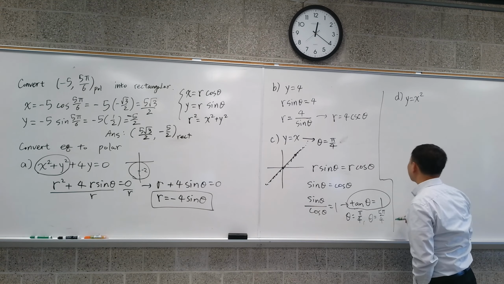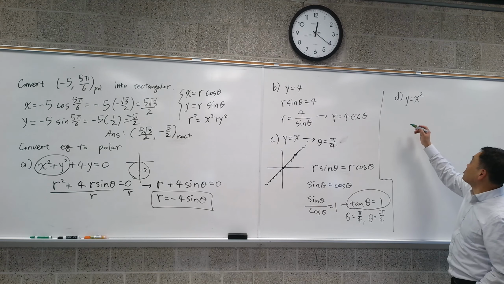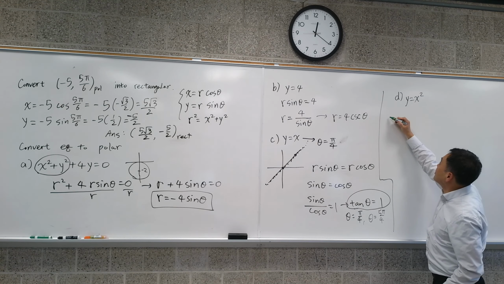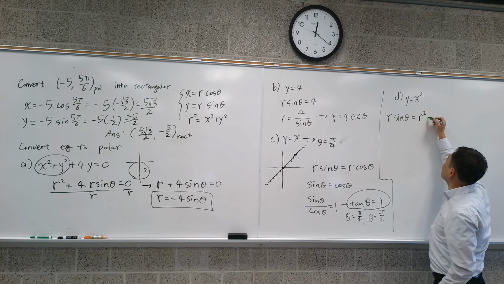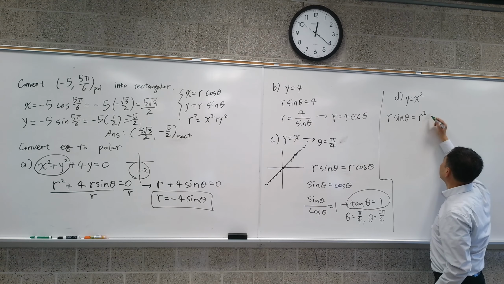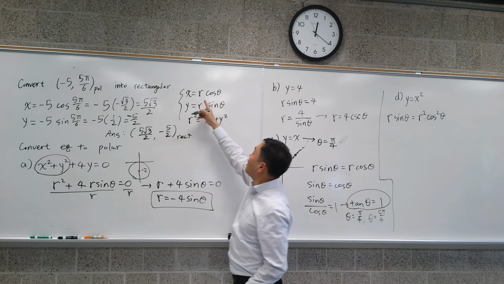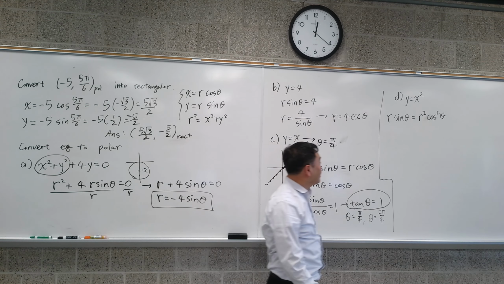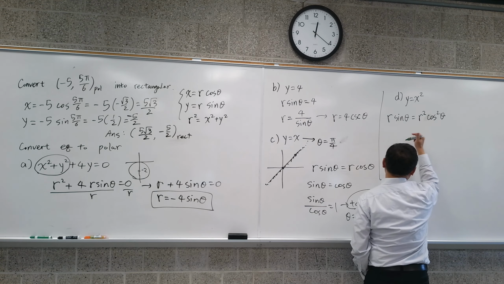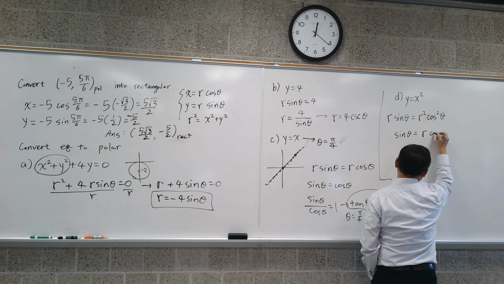That was brilliant, right? Okay, now what about this one? Last one, y equals x squared. You just do r sine theta equals r squared cosine squared theta. That's because x is r cosine theta, and you're squaring it, so both of these get squared. And then you can divide both sides by r, and you get sine theta equals r times cosine squared theta.